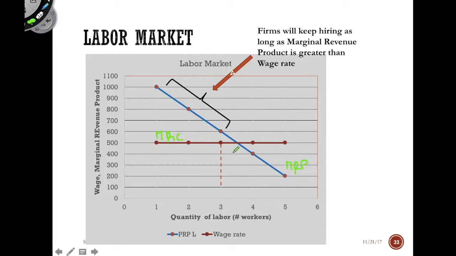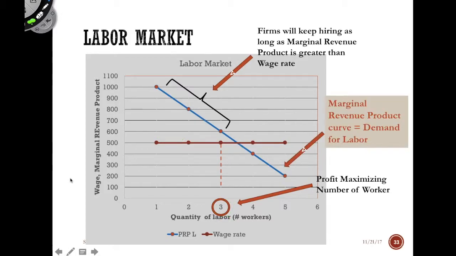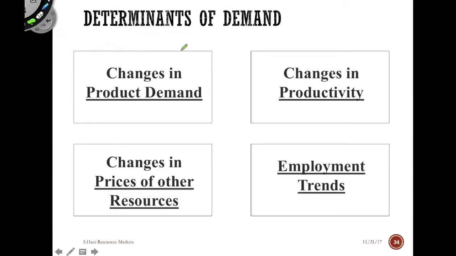However, when you pass this particular intersection and now the wage rate is higher than the additional revenue procured by that worker, then that worker will not be hired. So 3 would be the profit maximizing number. You can also observe here that the marginal revenue product curve is also the demand for labor. So the two are one and the same.